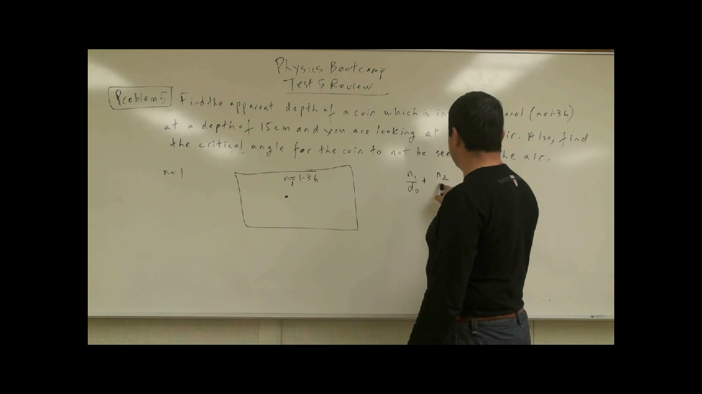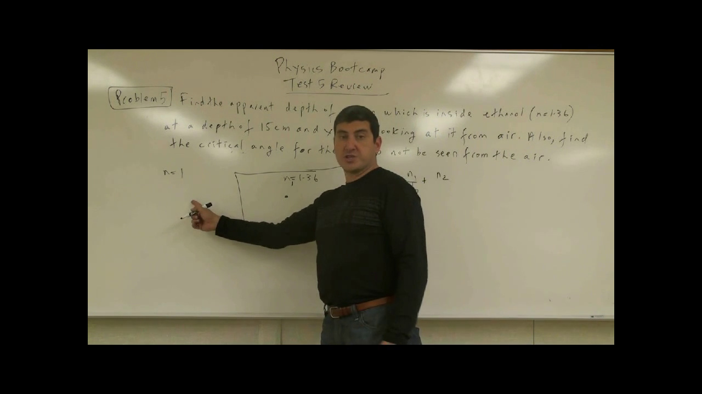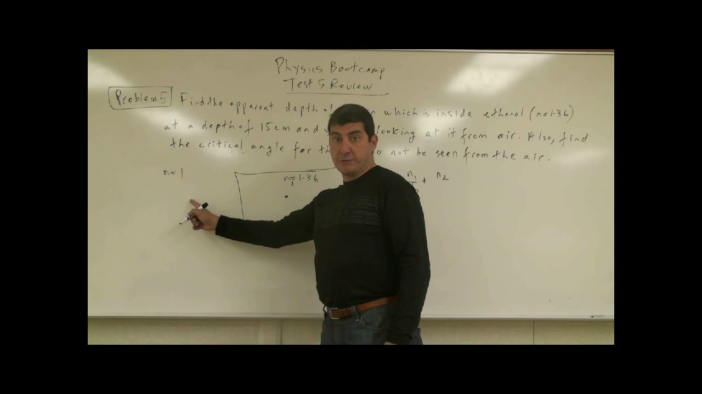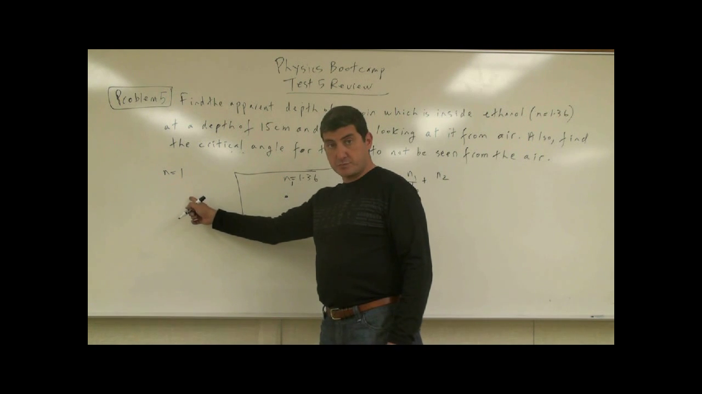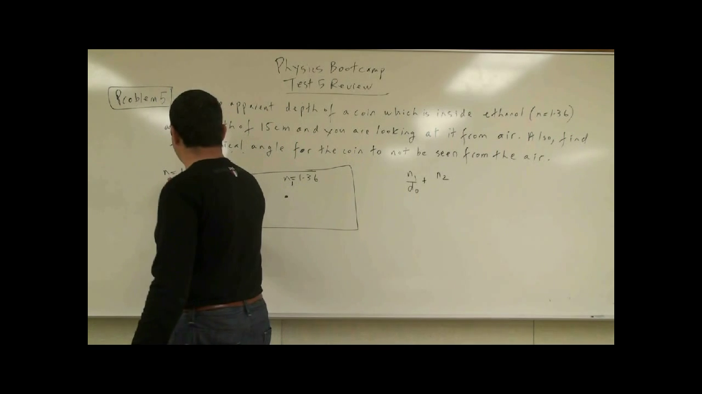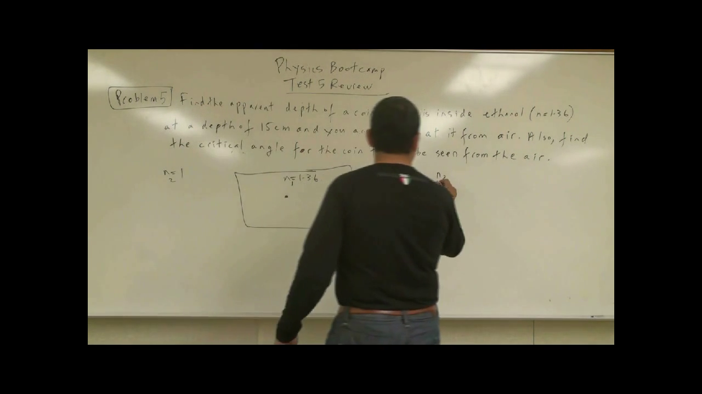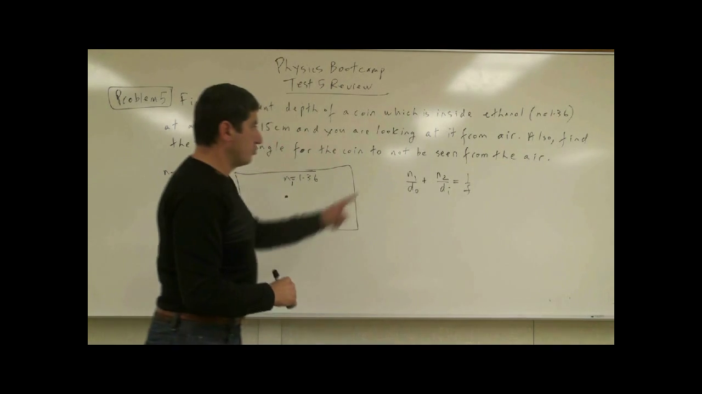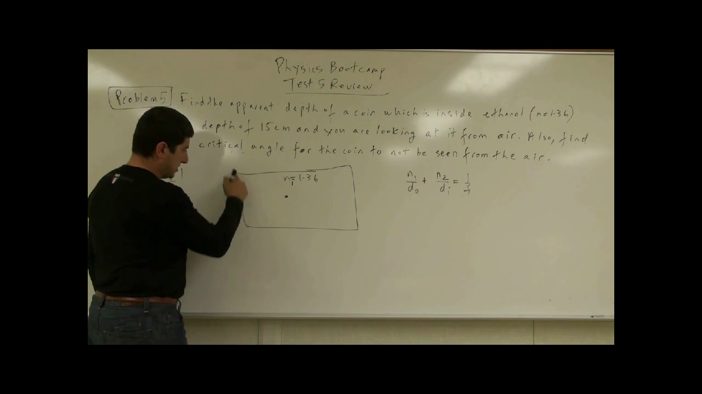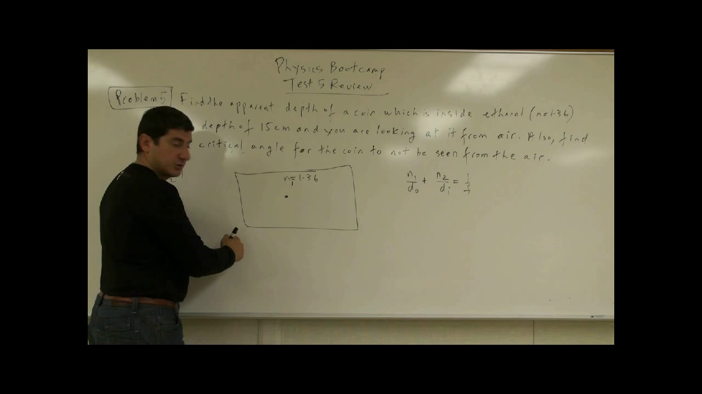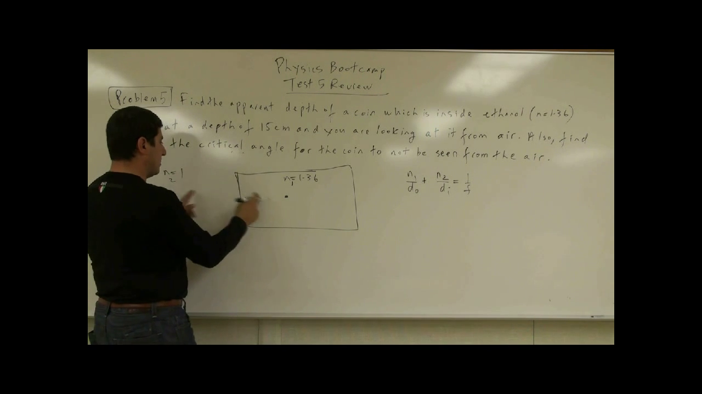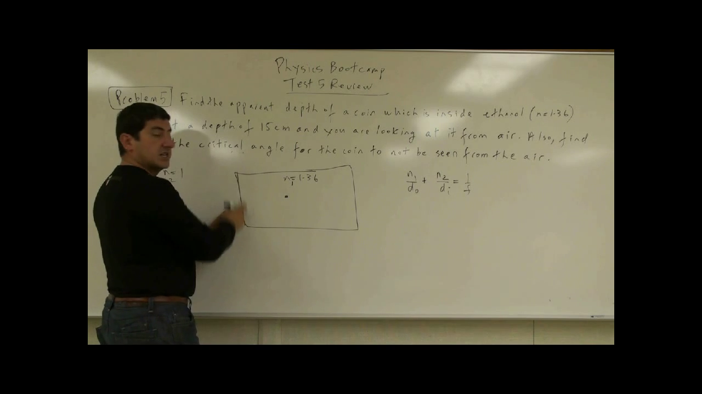Plus N2. N2 is what we're interested in: where's the image of that object as viewed from an observer in the second medium. So we'll call this N2 over di, plus N1 over do, equal to 1 over the focal length of this lens right here. Think of this as the interface of the two mediums, and think of this as a lens.